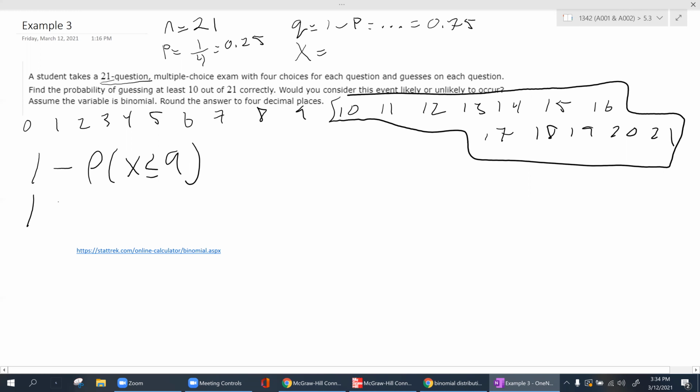Or another way you could have looked at this is 1 minus the probability of x less than 10. These two mean the same thing. Less than 10 strictly states that you cannot be 10, but you're anything lower than that.